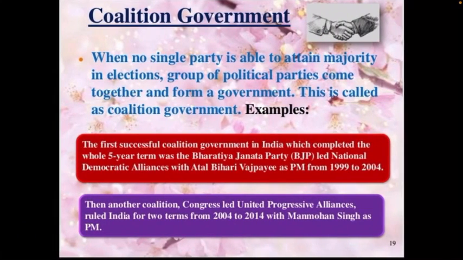What is a coalition government? When no single party is able to attain a majority in an election, that means if no party attains more than 50% of the seats, then different groups of political parties come together and form the government. That type of government is called a coalition government.